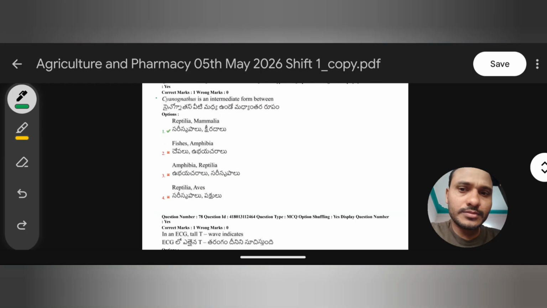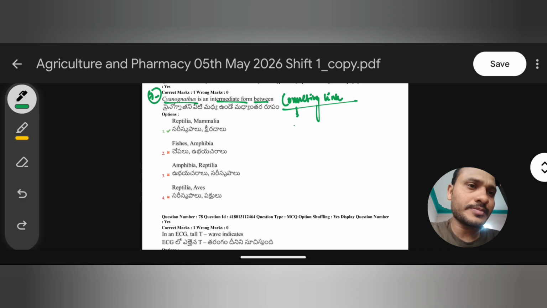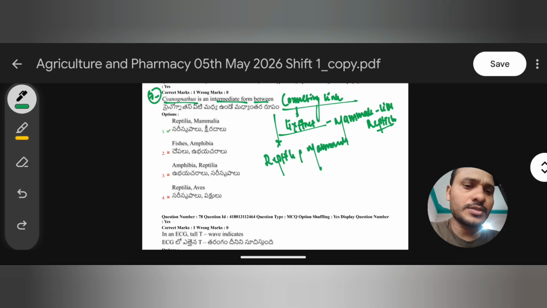So here the next one, question 77. Cynognathus is an intermediate form between. These questions are connecting link questions. Cynognathus is a well-known extinct mammal-like reptile. So Cynognathus is a connecting link between reptiles and mammals. We need to remember some other connecting links between various organisms. But remember, Cynognathus is a connecting link between reptiles and mammals. Hence the first one is the right answer.